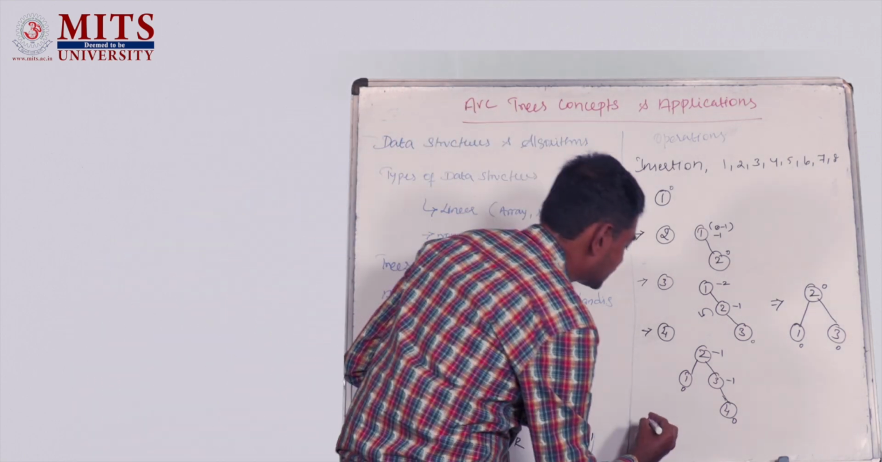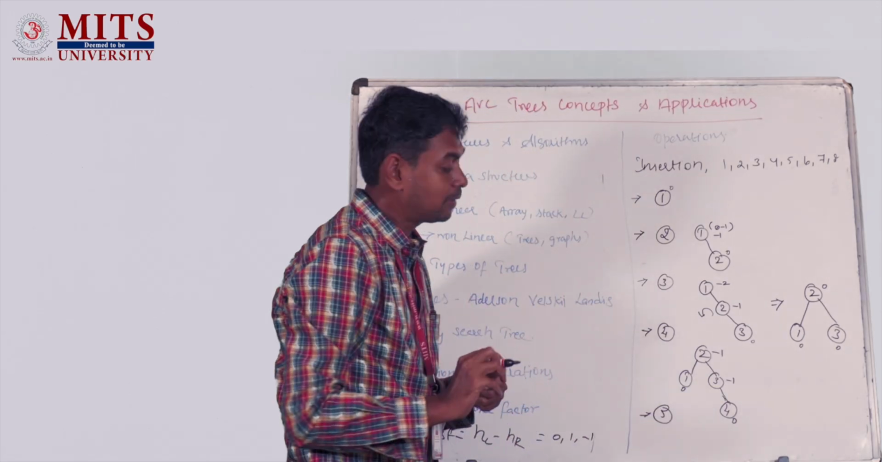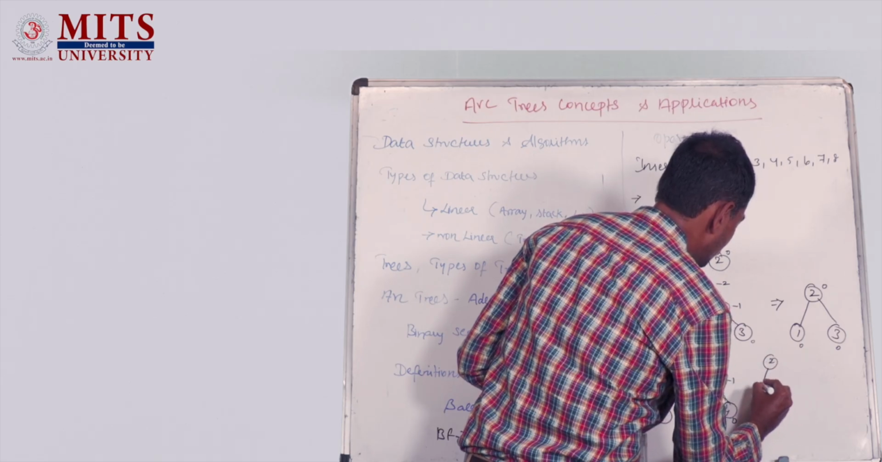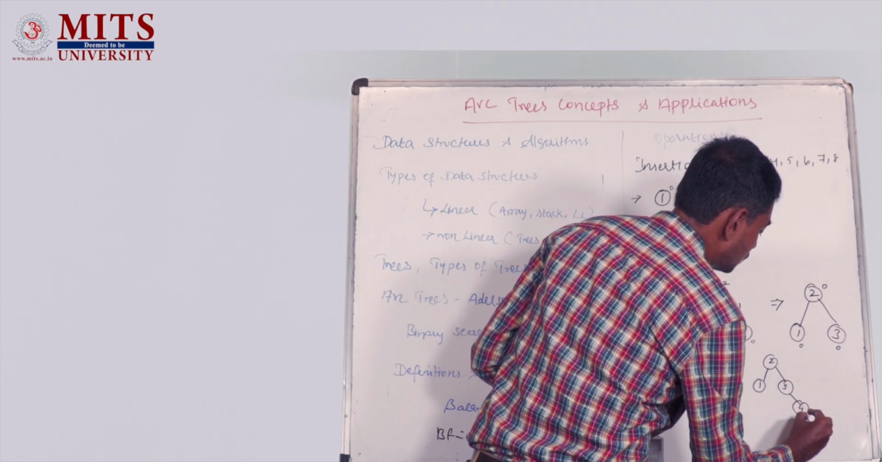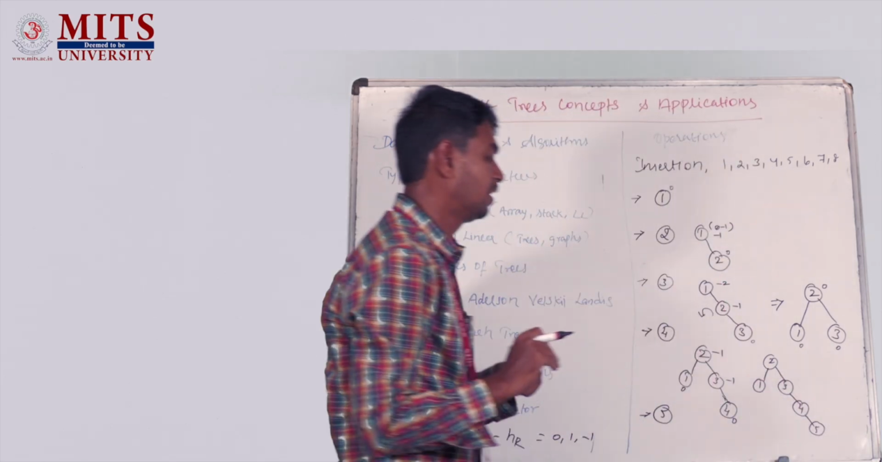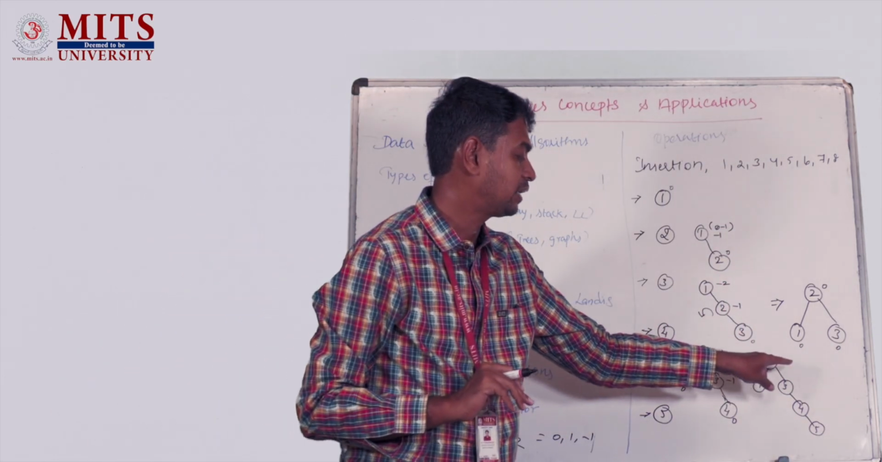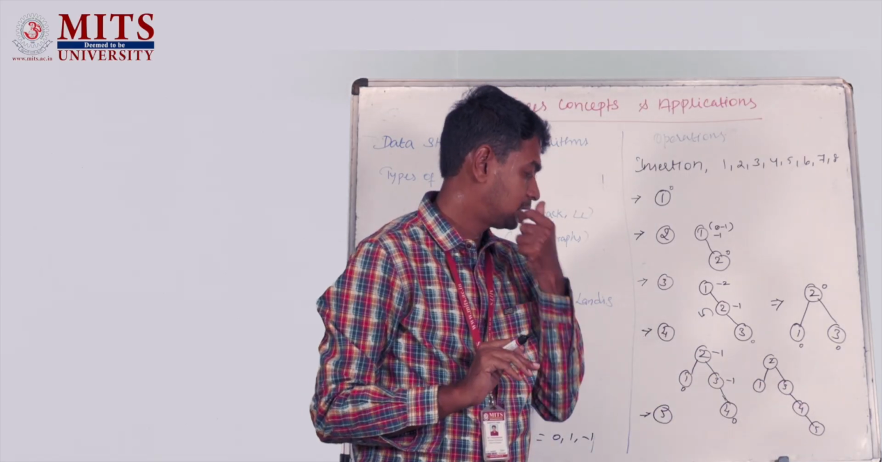Now start inserting the 5. So 5 can be inserted like this: 2, 1, 3, 4, 5. Like this only I can insert the 5 as it is greater than 2, greater than 3, greater than 4 and we are inserting in the rightmost corner of the tree.